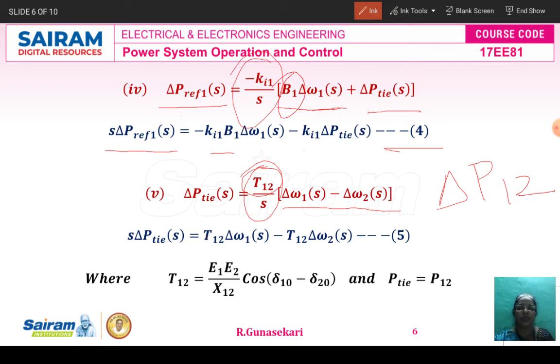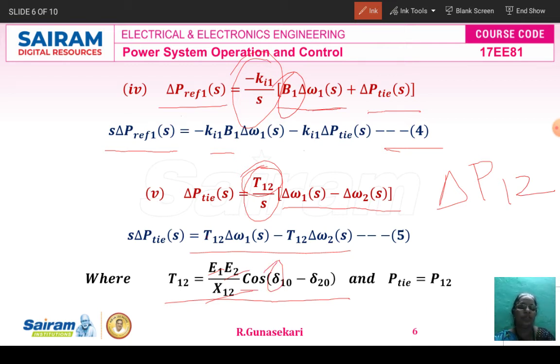This is equation number 5. In this equation, T12 represents the torque of the generator. From the basic equation, T12 equals E1 E2 divided by X12 into cos(δ10 minus δ20). The E1 E2 is nothing but the EMF induced in area 1 and area 2. X12 is the inductance between area 1 and 2, and δ is the torque angle, power angle or load angle.